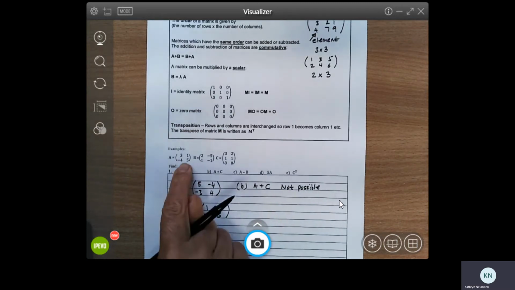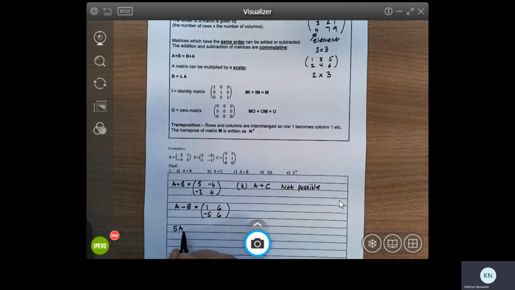If we want to look at what 5 times the matrix A is, that's just going to be every element of this matrix multiplied by 5. So that's going to be 15, 5, minus 20, and 25.